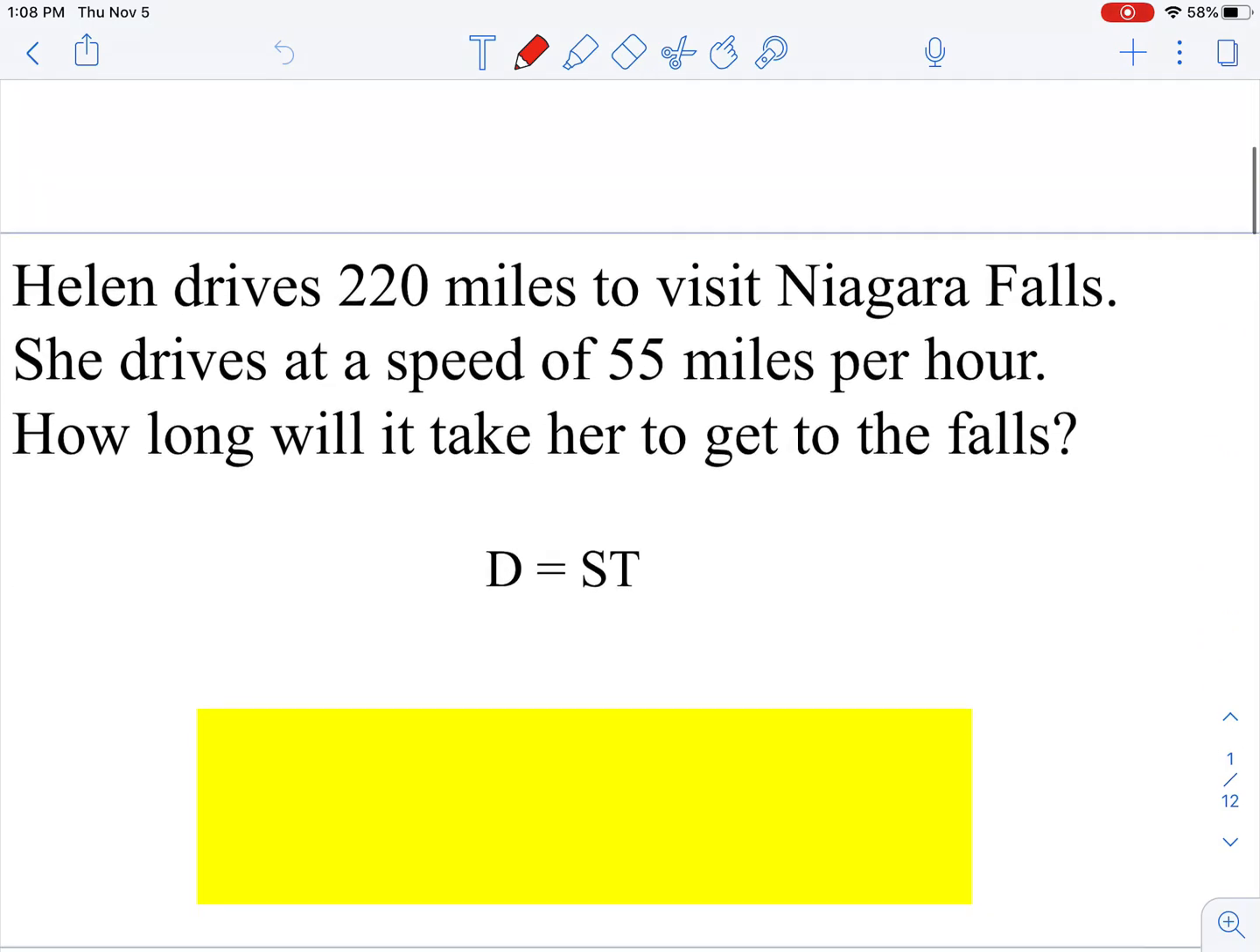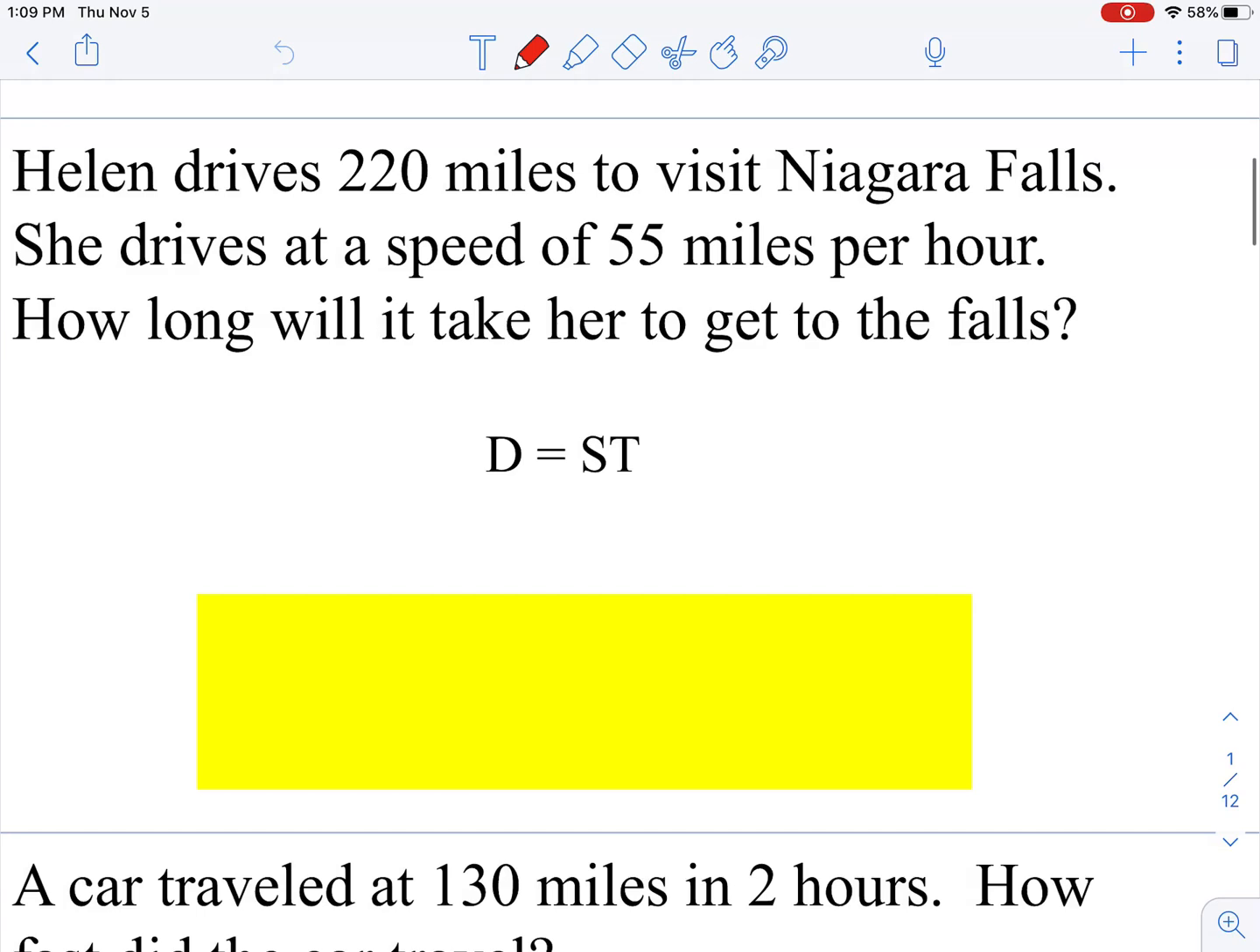So let's look at this first example here. Helen drives 220 miles to visit Niagara Falls. She drives at a speed of 55 miles per hour. How long will it take her to get to the falls? Now, the D that you see here stands for distance. Distance is how long it is from one place to another. So in this case, how far it is from Helen's house to Niagara Falls. That is your distance.